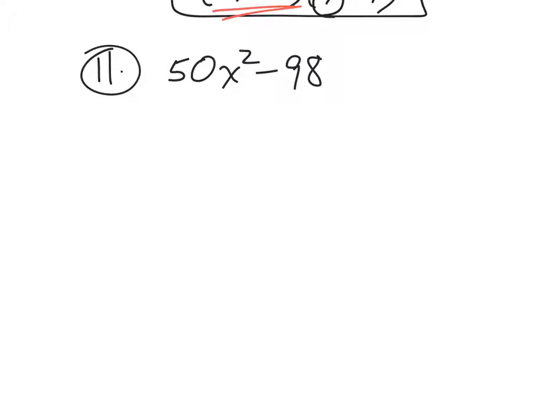If I look for a common factor, those are both even numbers, so I know I can take a 2 out. 2 out of 50 leaves 25x squared. 2 out of 98 leaves 49.